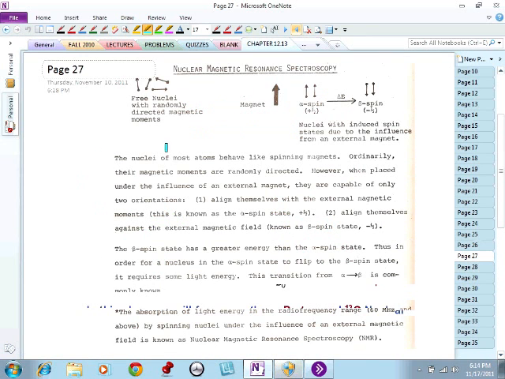I'm going to take you to this slide. I hope you guys can read it. Jessica, can you read this for us? The absorption of light energy in the radio frequency range by spinning nuclei under the influence of an external magnetic field is known as nuclear magnetic resonance spectroscopy. There you go. That is the definition of nuclear magnetic resonance spectroscopy.